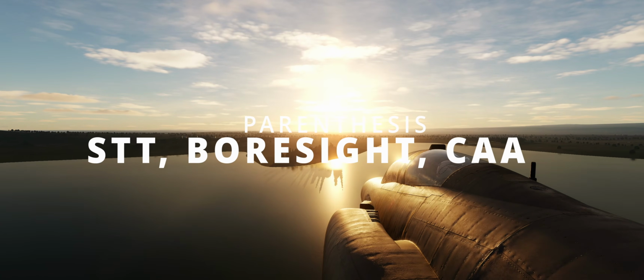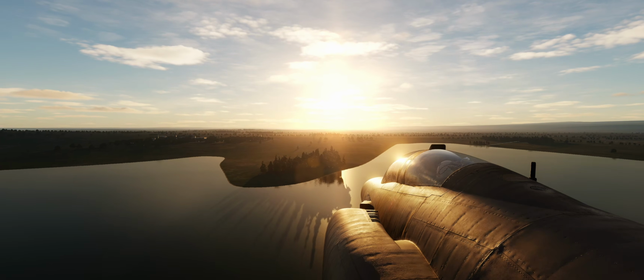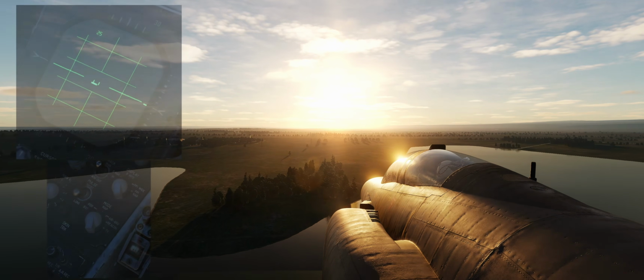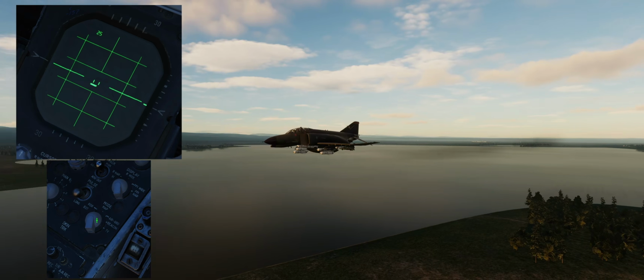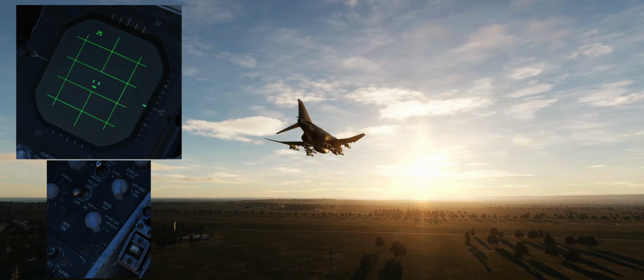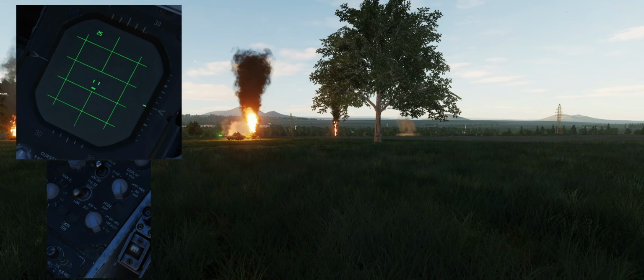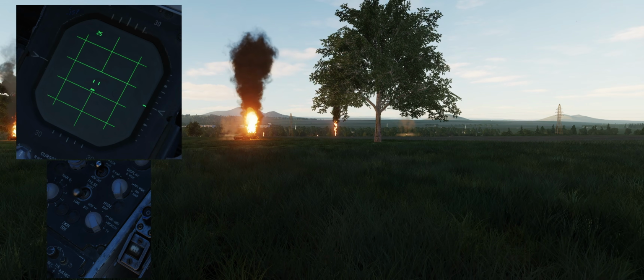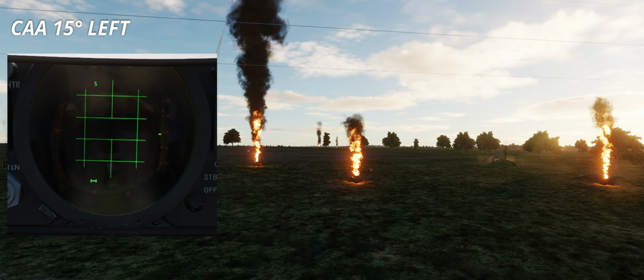Parenthesis. STT, boresight, and CAA. The radar modes discussed so far are the typical search modes. Single target tracking, boresight, and computer automatic acquisition are peculiar modes and use different combinations of azimuth, range, and elevation.